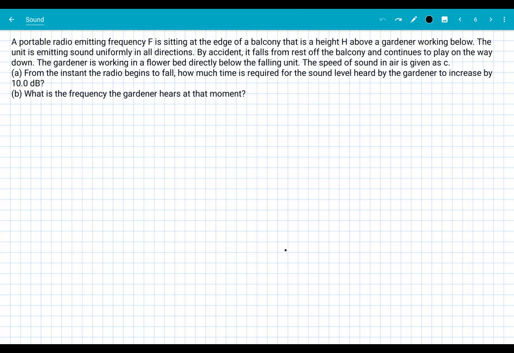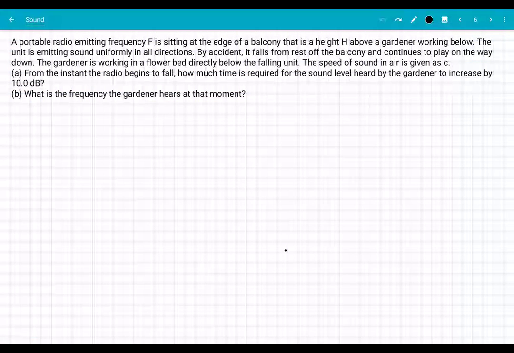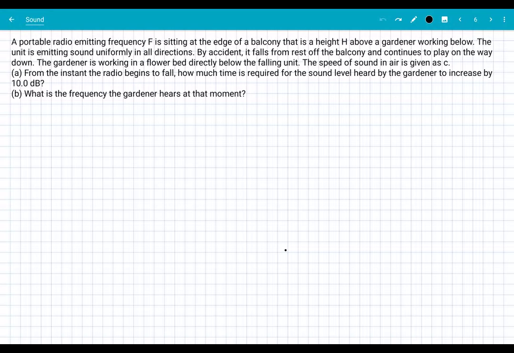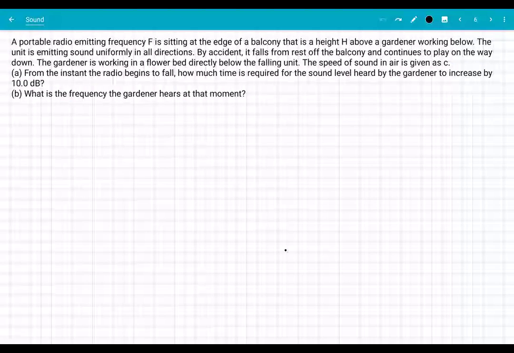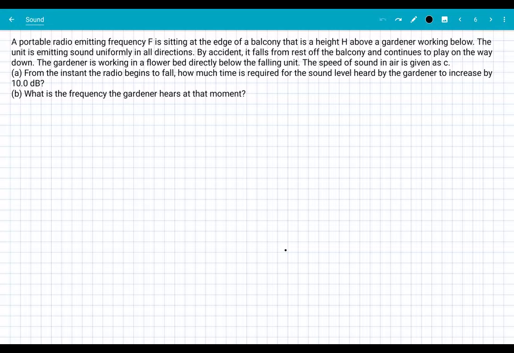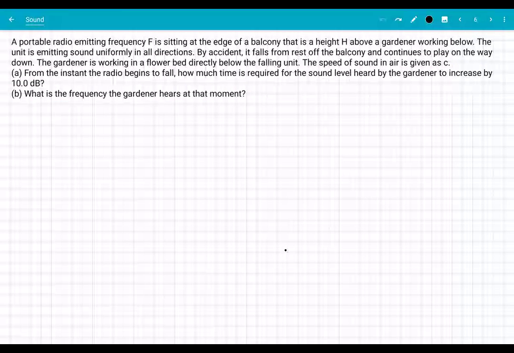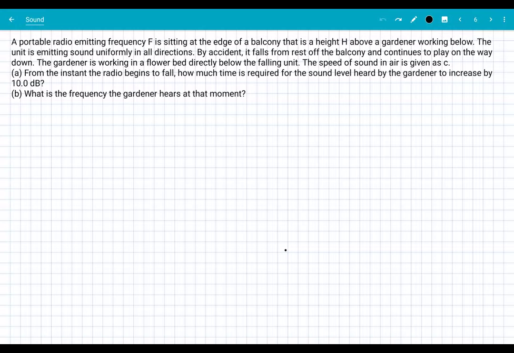Okay, here we have a sound level, sound intensity type problem that also has a little bit of Doppler thrown in here, as we have a moving source with respect to the observer. So this is the scenario. There's a radio that's emitting a single frequency. So it's kind of boring, but that's to keep things simple.